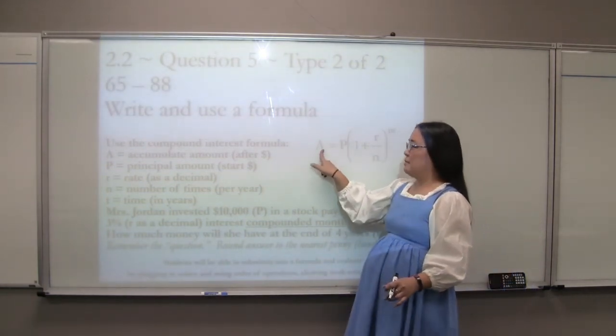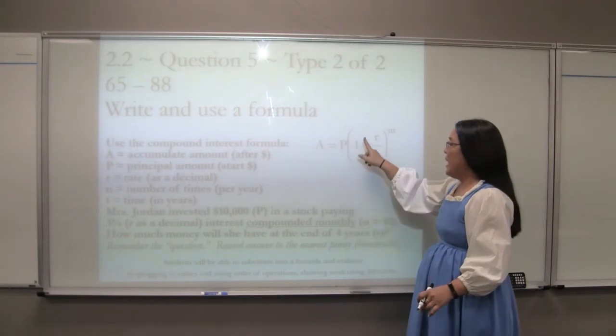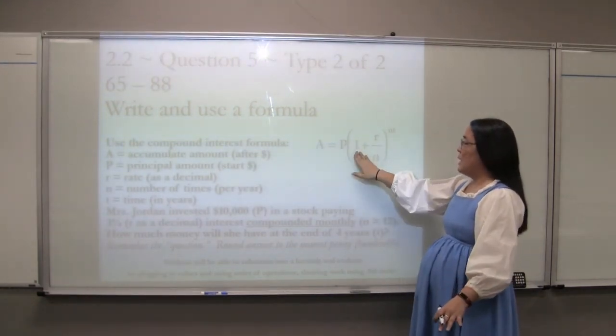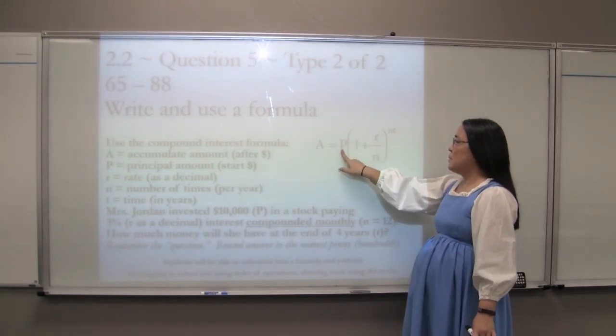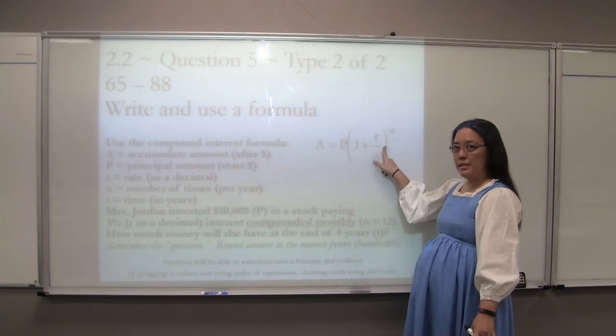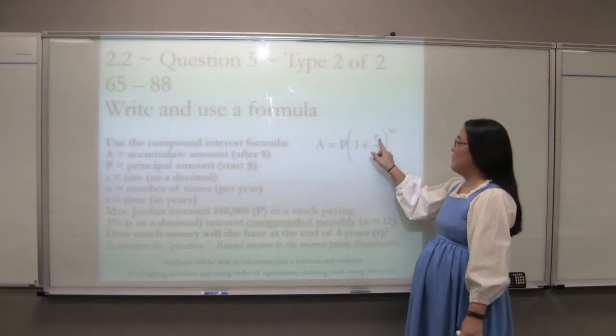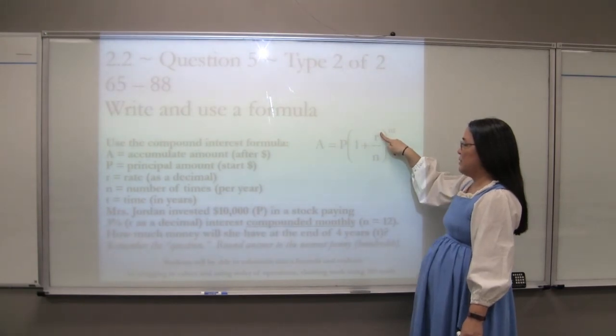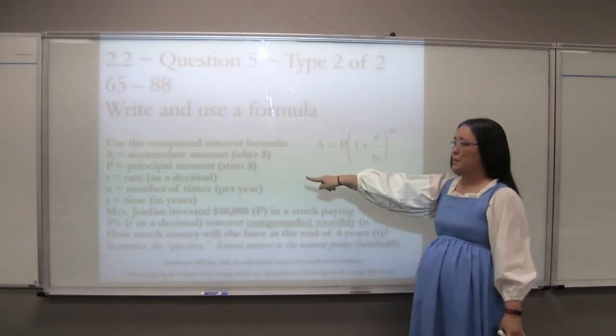A is the accumulated money, that is your after money. And then this is the P, the principal amount of money that you start off investing. This is why before we had two terms. The first one was P all by itself, and then the second one was the principal times rate times time. So this is your original money plus the rate that you're investing it at. It does have to be as a decimal.